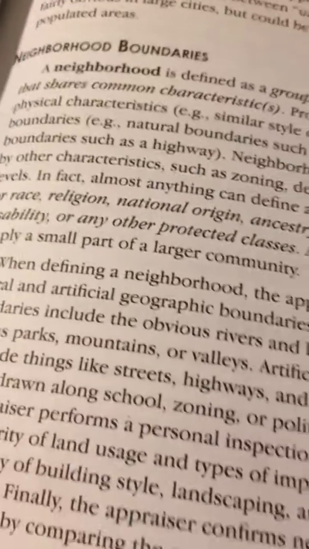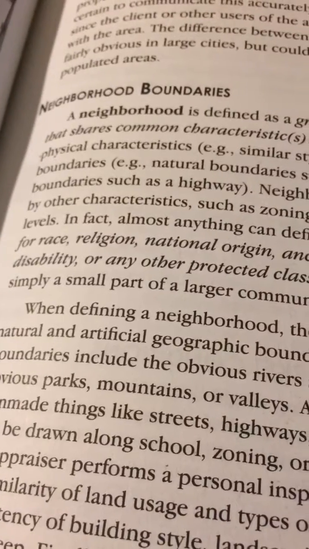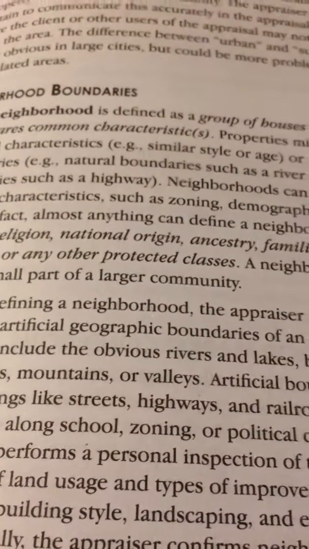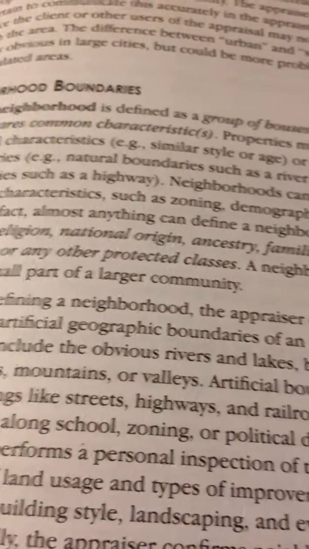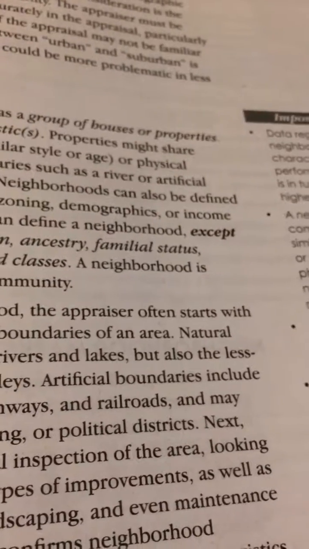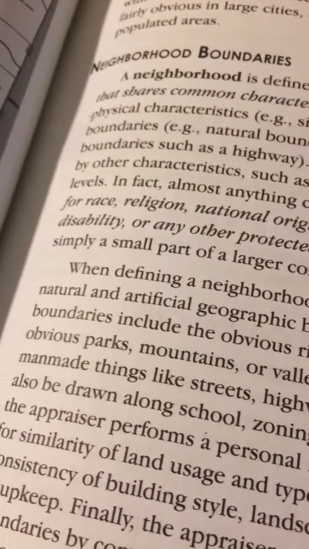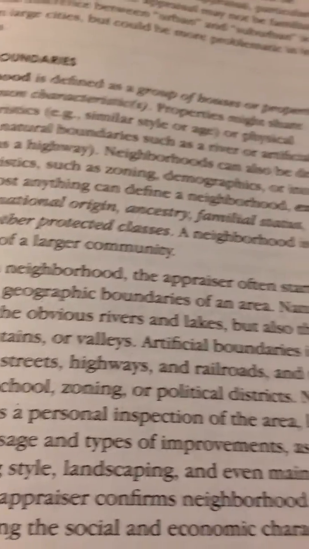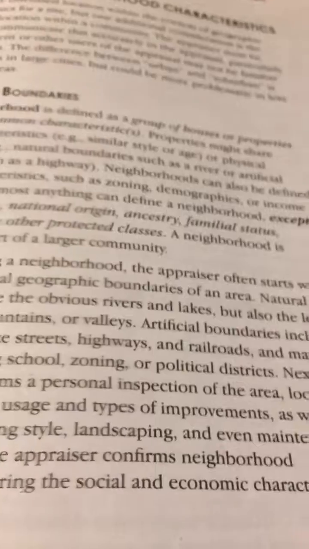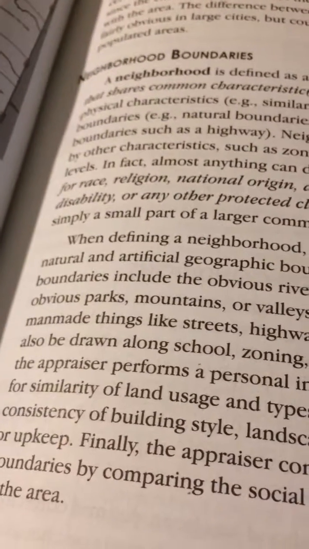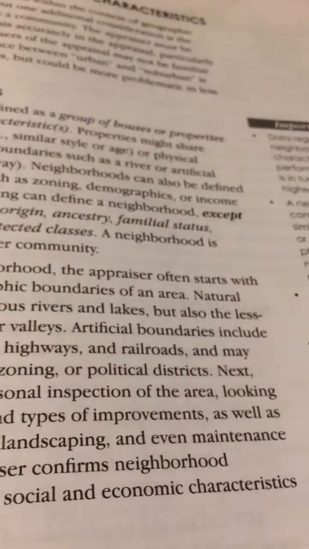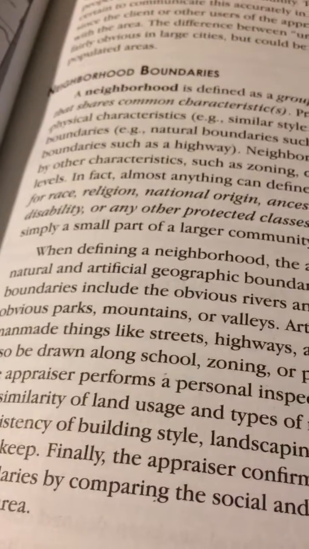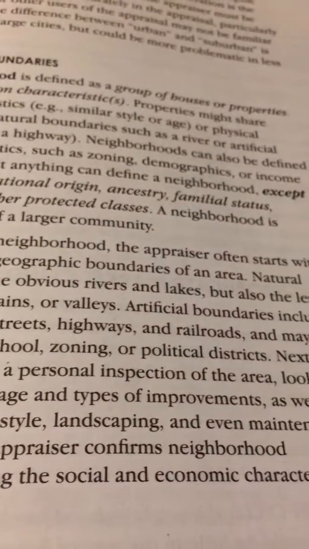When defining a neighborhood, the appraiser often starts with natural and artificial geographic boundaries of an area. Natural boundaries include the obvious rivers and lakes, but also the less obvious parks, mountains, or valleys. Artificial boundaries include man-made things like streets, highways, and railroads, and may also be drawn along school, zoning, or political districts.